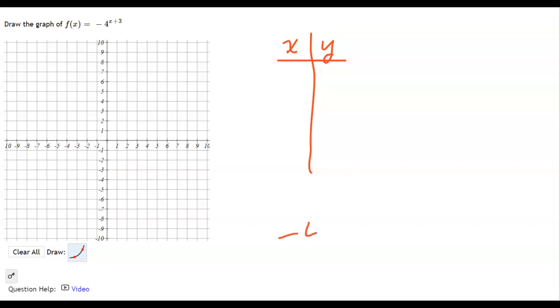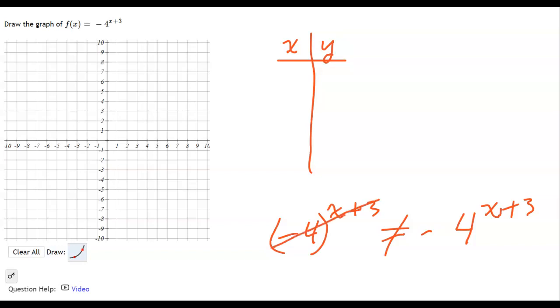So this is not the same. Just make sure you know this is not the same as this. It does not equal the opposite of 4, the x plus 3. This is where we apply the negative. We don't really have negative bases. We don't graph exponentials like that because that jumps back from negative to positive, and it's not a continuous function.